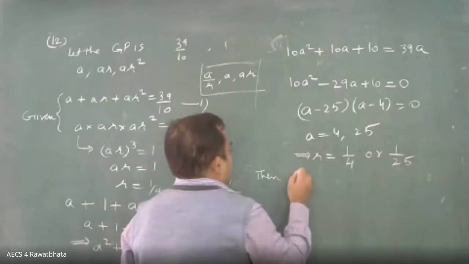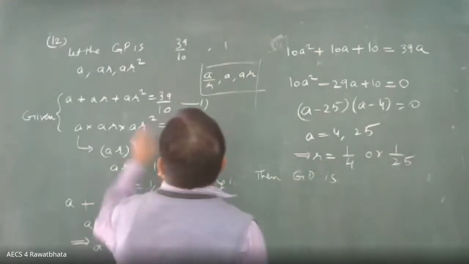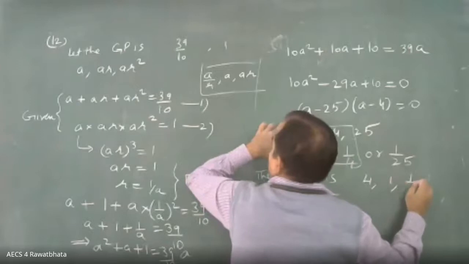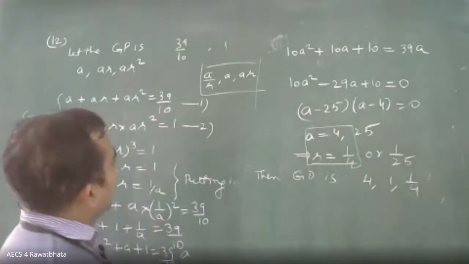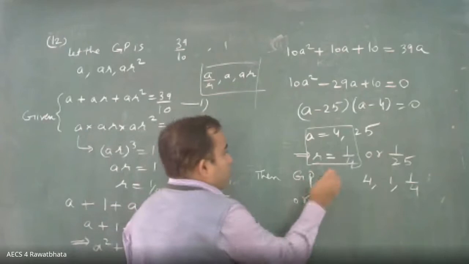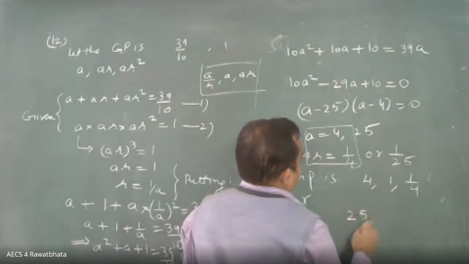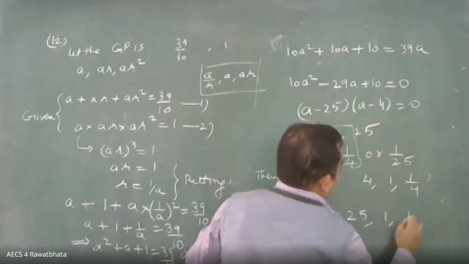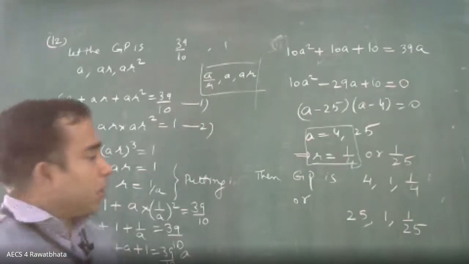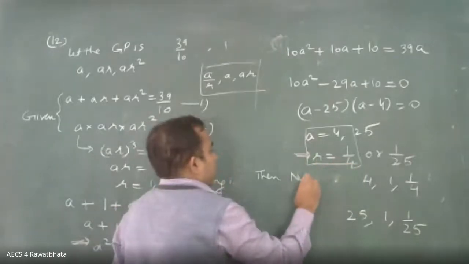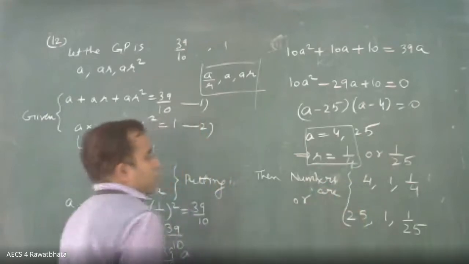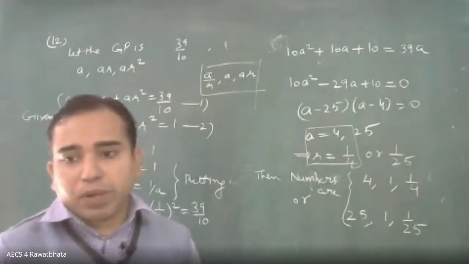Then the GP is a, ar, ar square. Suppose I take a as 4 first, then I'll get 4, 1, 1 upon 4. Two answers will be there. Or if I begin with 25, then 25, 1, 1 upon 25. Two answers are there. Check the answer, please. The numbers are either this answer or this answer. Simple.